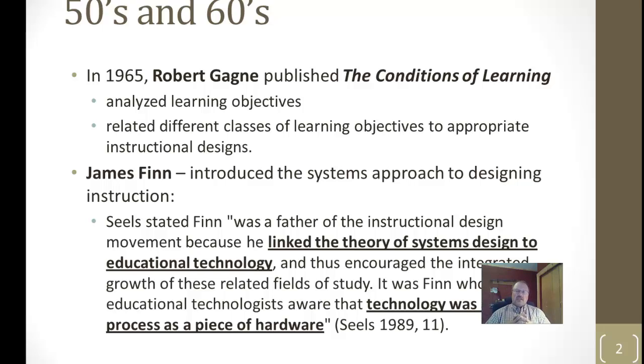Now, with that said, think about the improvement in technology over the last 15, 20 years. That change, that evolution of technology, has really provided us with a lot more tools to reach out and do instructional design and technology, or instructional design, more effectively. So there are a lot more tools available than when Finn and Gagne and those folks were working with these particular theories.